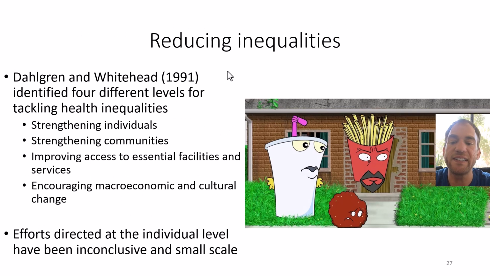Dahlgren and Whitehead, 1991, identified 4 different levels for tackling health inequalities. They include strengthening individuals, strengthening communities, improving access to essential facilities and services, and encouraging macroeconomic and cultural change. They argue that efforts directed at the individual level have been inconclusive and too small of scale. So this is more or less consistent with what we've already talked about. You see this often in social sciences and all sciences, frankly, different frameworks with minor differences, but sometimes they have different theoretical orientations to resolving these inequalities, which can be implicated in why there are different frameworks.